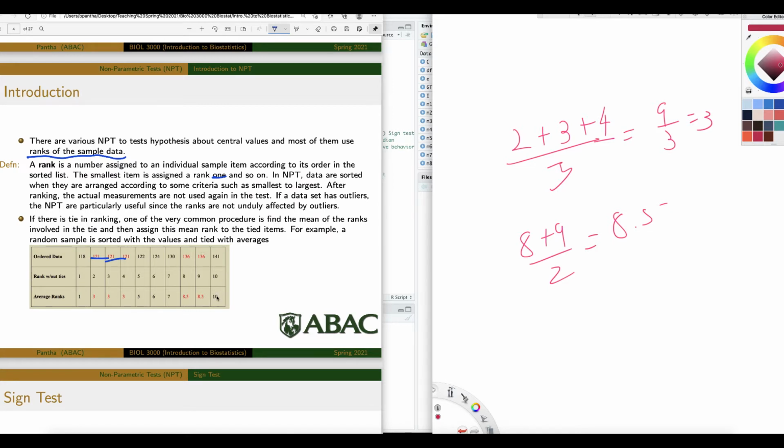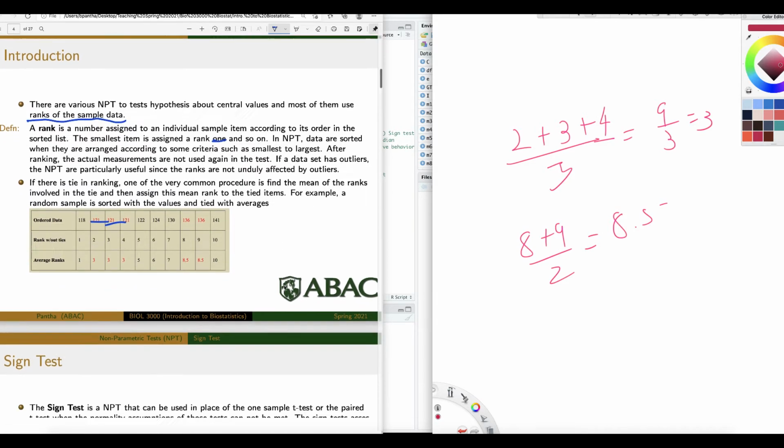Now the next one will not be 9, it will be 10, because these 2 actually were 8th and 9th place, but we assigned the number 8.5 because they were equal, because they were tied, and then the next one will be 10th. So this is the way we assign rank for numbers if they are repeated or non-repeated values.